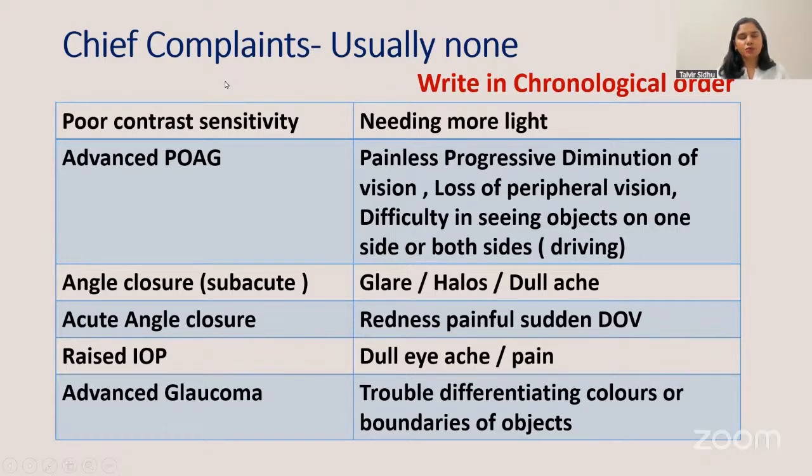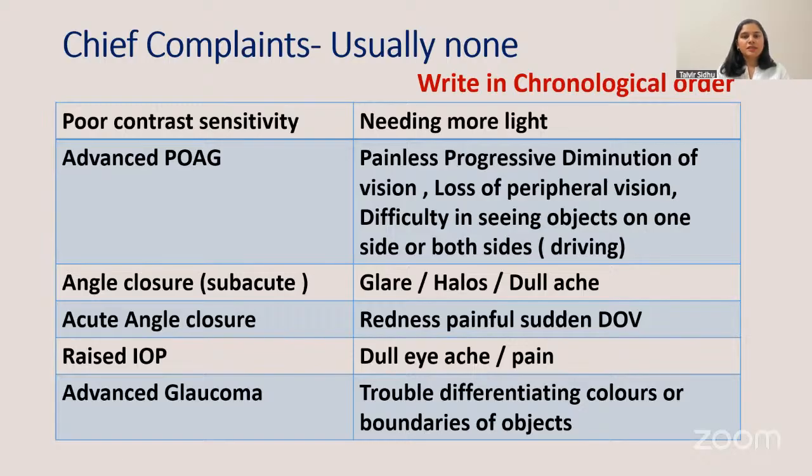When patients come to you for either diminution of vision or for getting their cataract surgery done, however, there can be few complaints that a patient with glaucoma can present. It is advisable that you write them in chronological order. The first thing that the patient talks about is because of poor sensitivity, the patient might be needing more light to look at the objects.